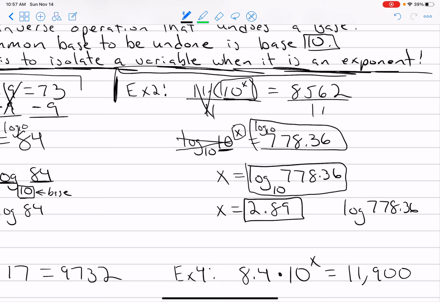Okay, so literally you just type log 778.36 in your calculator. Again, your calculator might not show this base 10 because it's assumed. It's assumed you're always working with base 10 on most calculators.